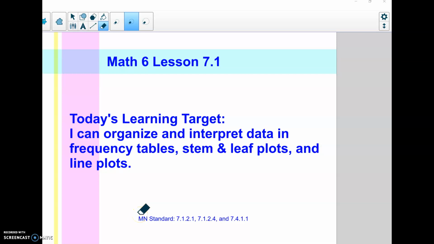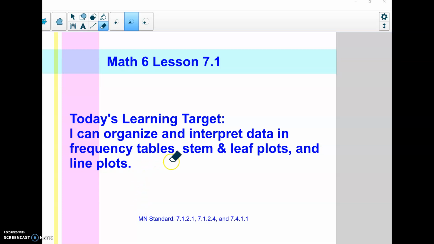Alright guys, we are starting a new chapter. This will be the last chapter of the school year probably. This is chapter 7 and we are going to do the whole chapter. It is on tables and graphs and data and how we connect those things together, and what's the best way to display data. Is it a circle graph? Is it a frequency chart, etc.?